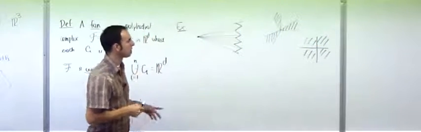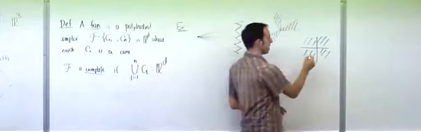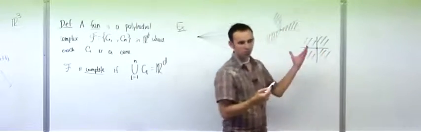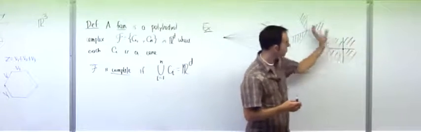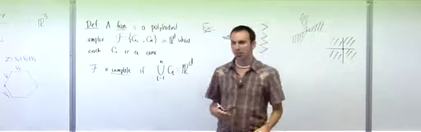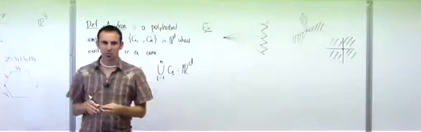The plane divided into its 4 quadrants. Okay, that's a fan. Because each one of the pieces is a cone, and they intersect nicely, and it's a complete fan because it covers the whole plane.